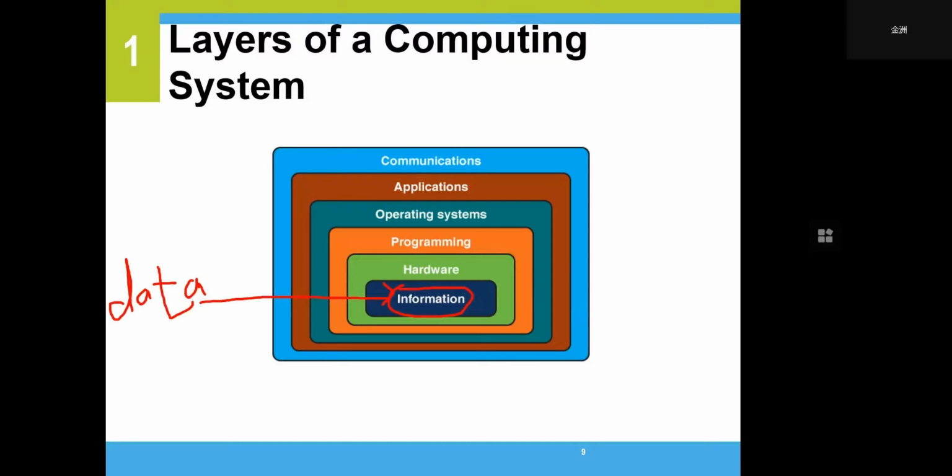Okay, so today in this chapter 2, we are going to refer to this information layer to get to know about the data, how we represent data in the computer.